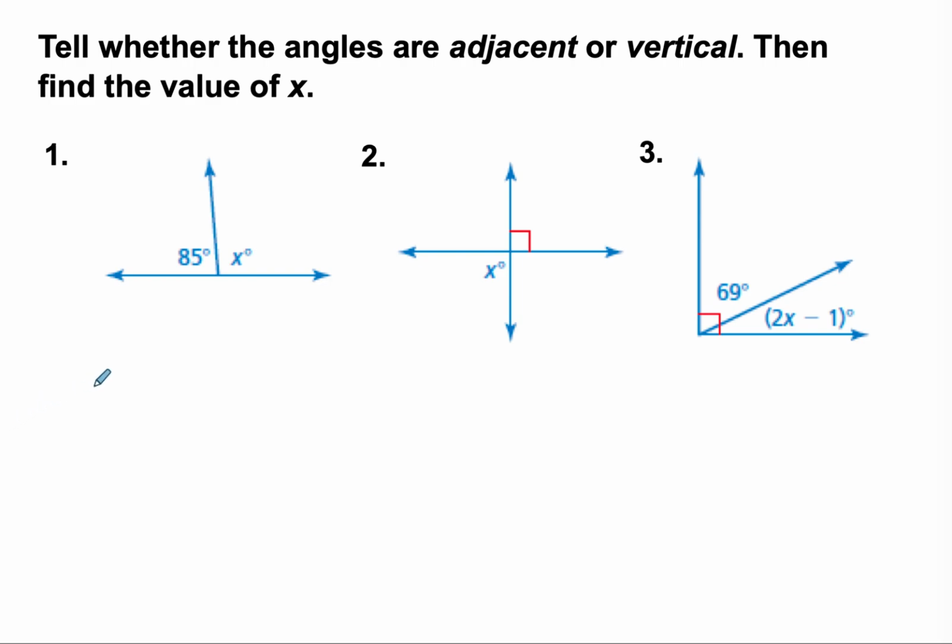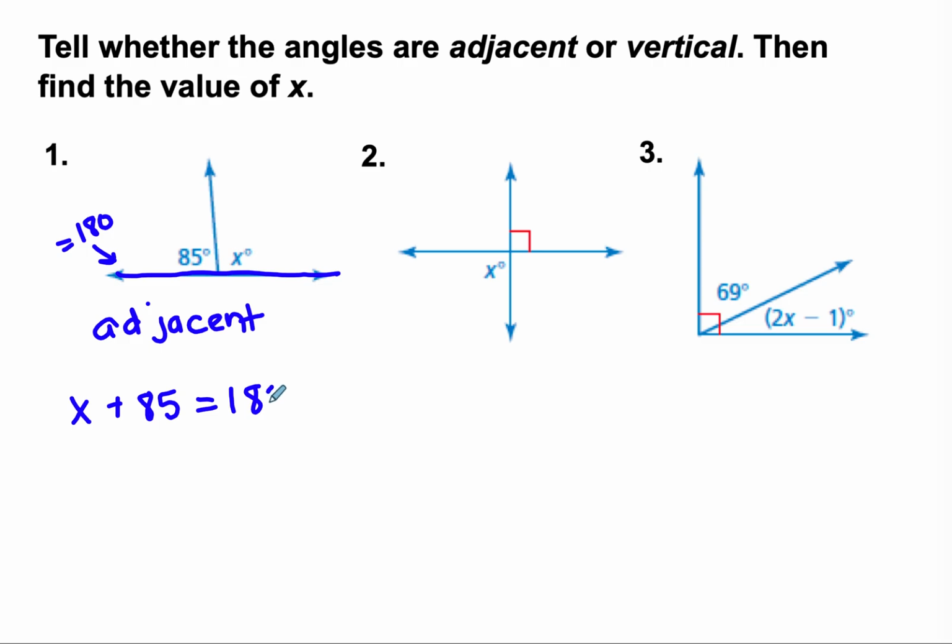All right, so let's go ahead and check our answers. So number 1, these two share a side. That's going to make them adjacent. They are on the same straight line, and a straight line has a total of 180 degrees. Straight line is 180 degrees. So for our equation, we're going to do x plus 85 equals 180.